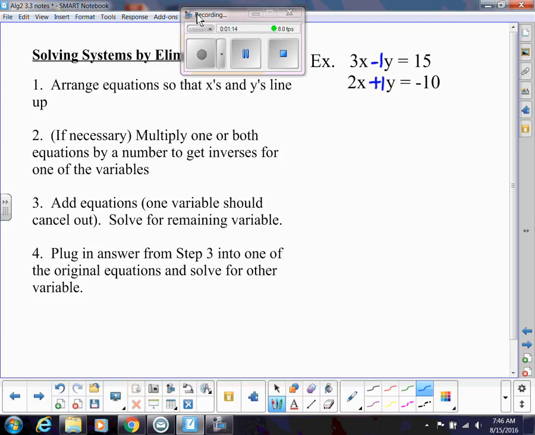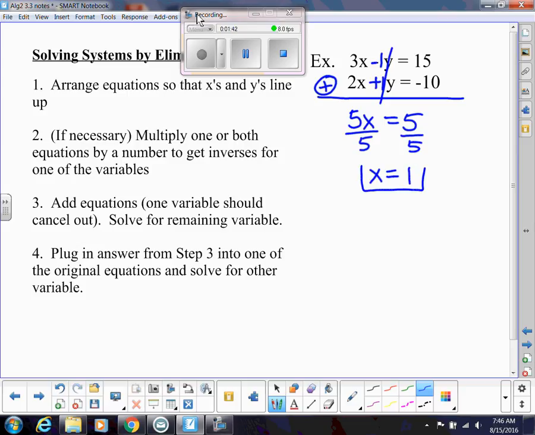Now we're going to add the equations. When I add these two equations together, it's just like I'm combining like terms. So 3x plus 2x is 5x. And then -1y plus 1y is 0, like we talked about. Those ended up eliminating or canceling out. And then 15 plus -10 is 5. We're going to solve for the remaining variable. x is the remaining variable, so just solve for that, and we get x equals 1.